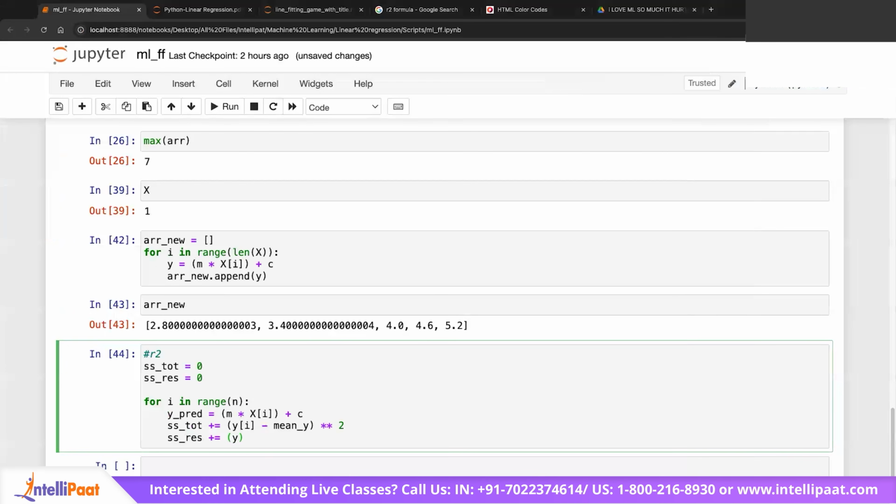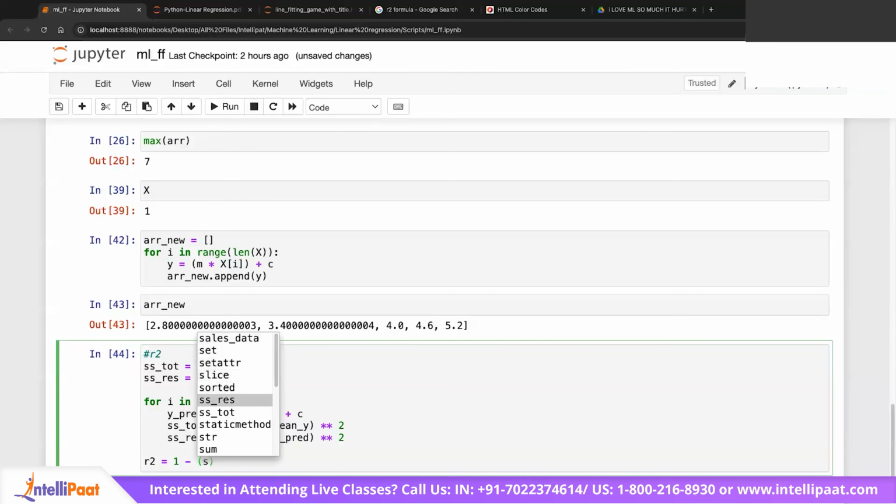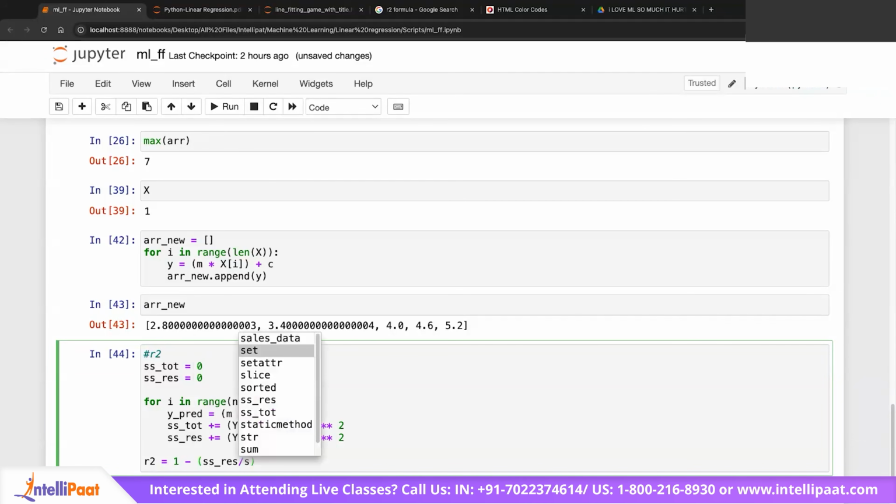So y of each individual point, actually this is capital Y, okay, because we are taking from the actual value. Y of i minus y pred the whole square. I have taken the value of sum of square total and sum of square residuals. Based on this, my R square answer is 1 minus sum of squared residuals divided by sum of squared total.